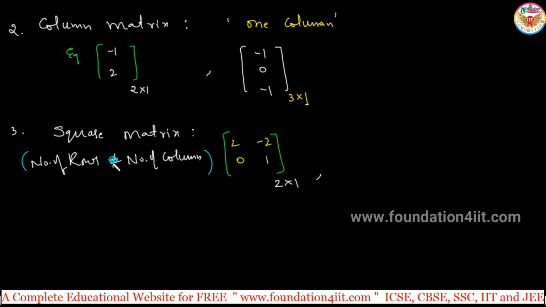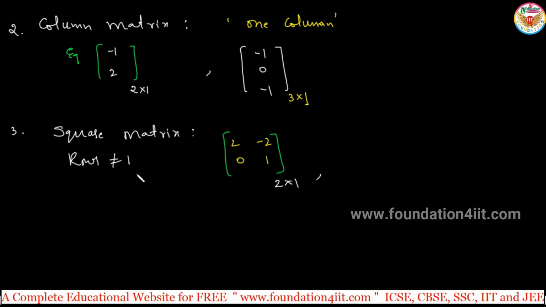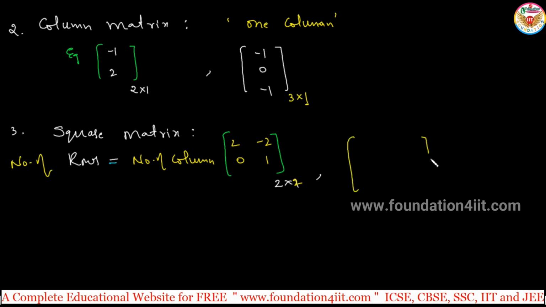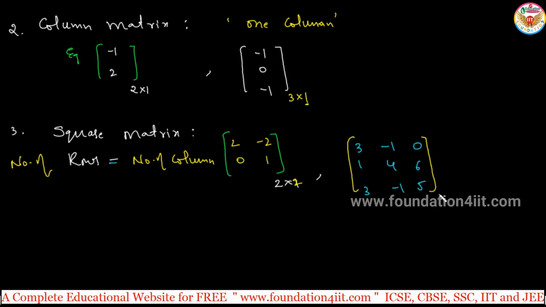Number of rows exactly equal to number of columns. That is a square matrix. Even this is 2 rows, 2 columns. Let us take one more. 3 rows, 3 columns. 3, -1, 0, 1, 4, 6, 3, -1, 5. There are 3 rows and 3 columns. Right? A matrix which has an equal number of rows and columns is called a square matrix.